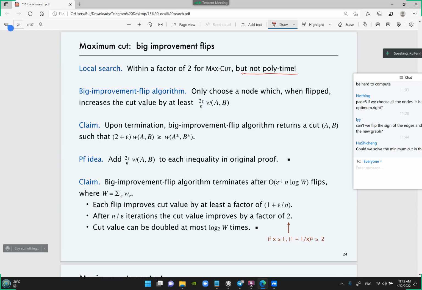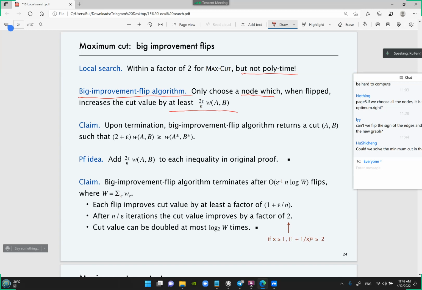So the final thing we'll say about this max cut is how can you improve the running time? How can you get it to be polynomial? What you can do is use this big flip algorithm, or big improvement algorithm. The idea here is that when you choose a node, we're only going to choose nodes which increase the cut value by a large amount.